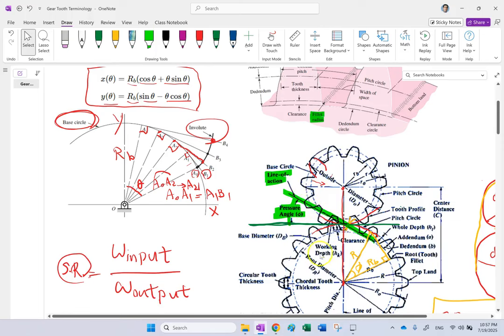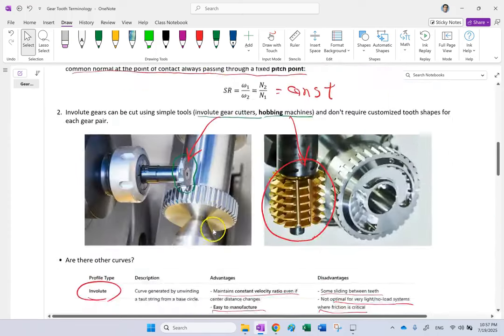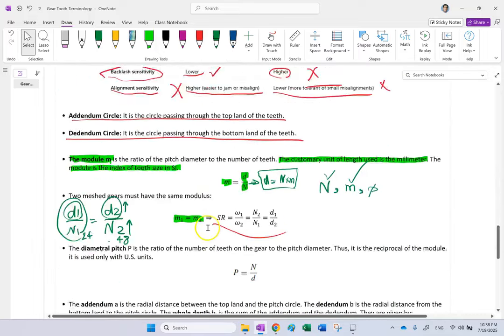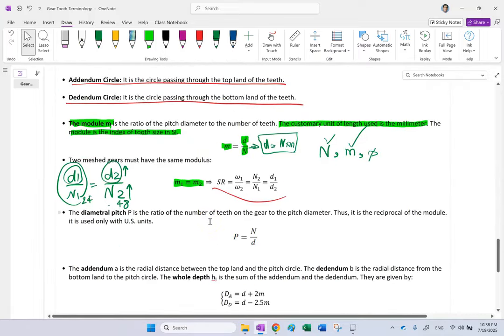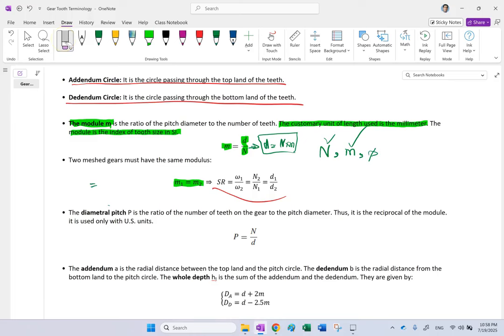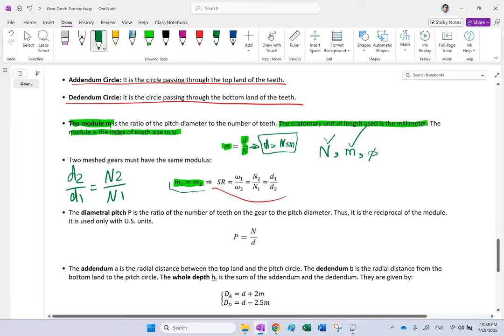So to have a proper number of teeth, you also need to have a proper diameter, and that is the exact ratio as the number of teeth, okay, which you can see here, right? Another way to say this is you can also say that D2 over D1 is the same ratio as N2 over N1. So this is extremely important. That's why we identify a gear with a modulus.